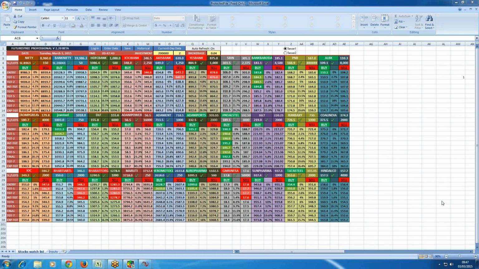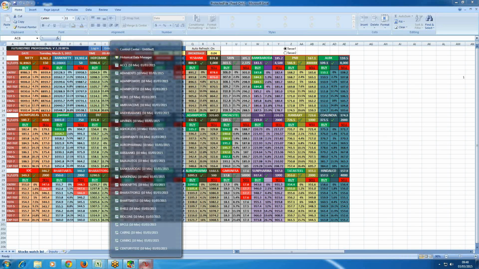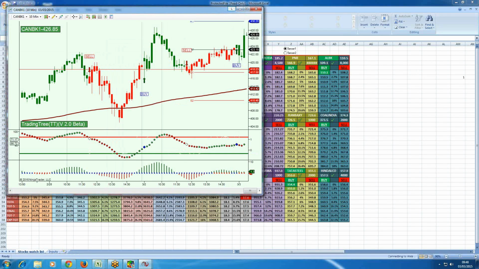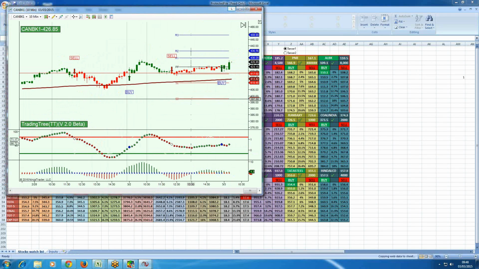It's very simple software. It will hardly take any time for you to get trained. Get trained in the sense I'm just showing you now. Whenever we get a call in Tradingtree, I'll just place the order, or you can place the order on your own terminal. I'll tell you the price for CanBank. CanBank you can buy it at 430.30. You just place an order at 430.30. You can have a buy call on that.